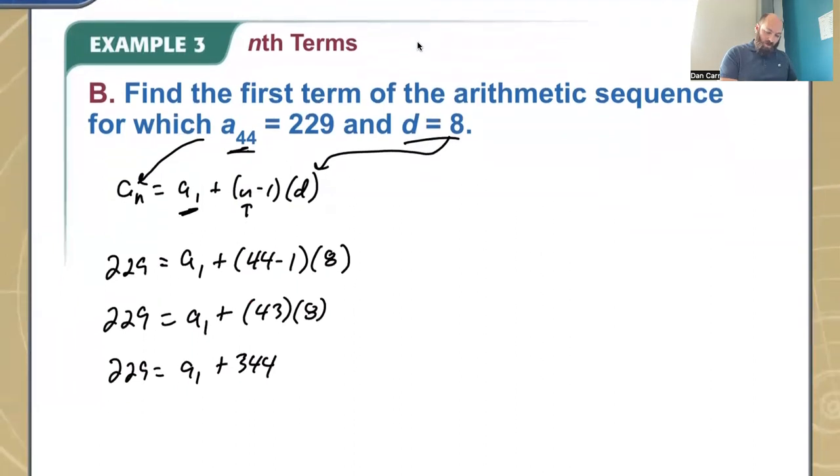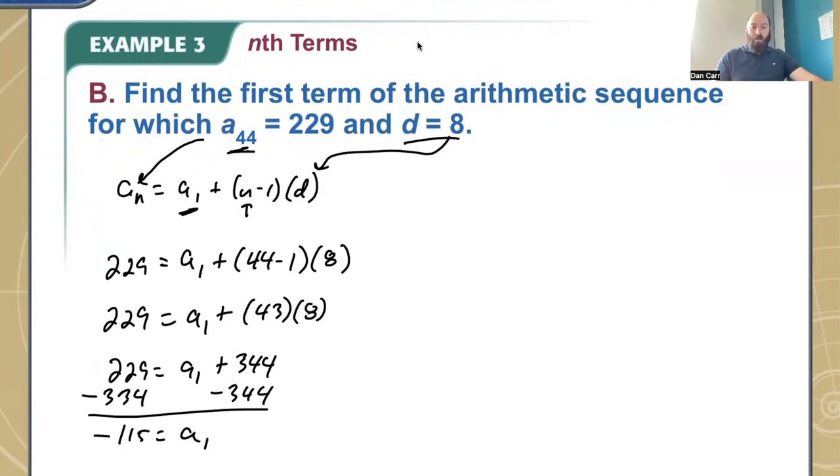And then we'll subtract that to the other side. And I got a negative 115 for my a sub 1. Now, this problem didn't ask for it, but I could, if I wanted to, now write this out as an explicit rule. I have a sub 1, I have the common difference. We could just put that in if we wanted to.